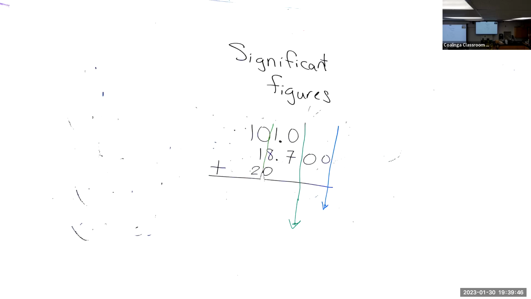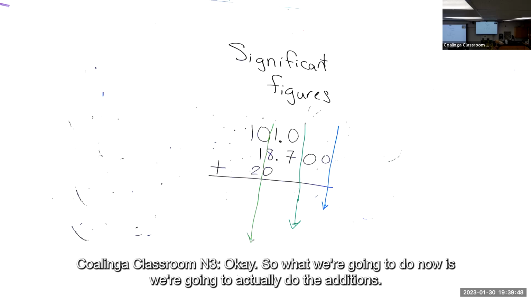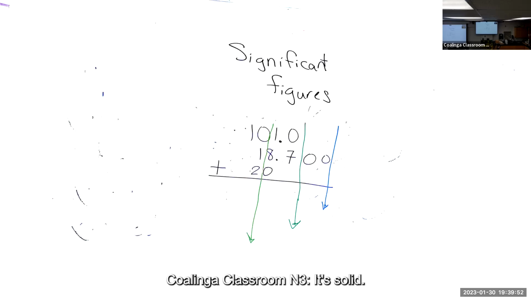Okay, so what we're going to do now is actually do the addition. Since it's all addition, we just have to go ahead and add it up. So we added up, this is 0, 0, 7, 9, 1.